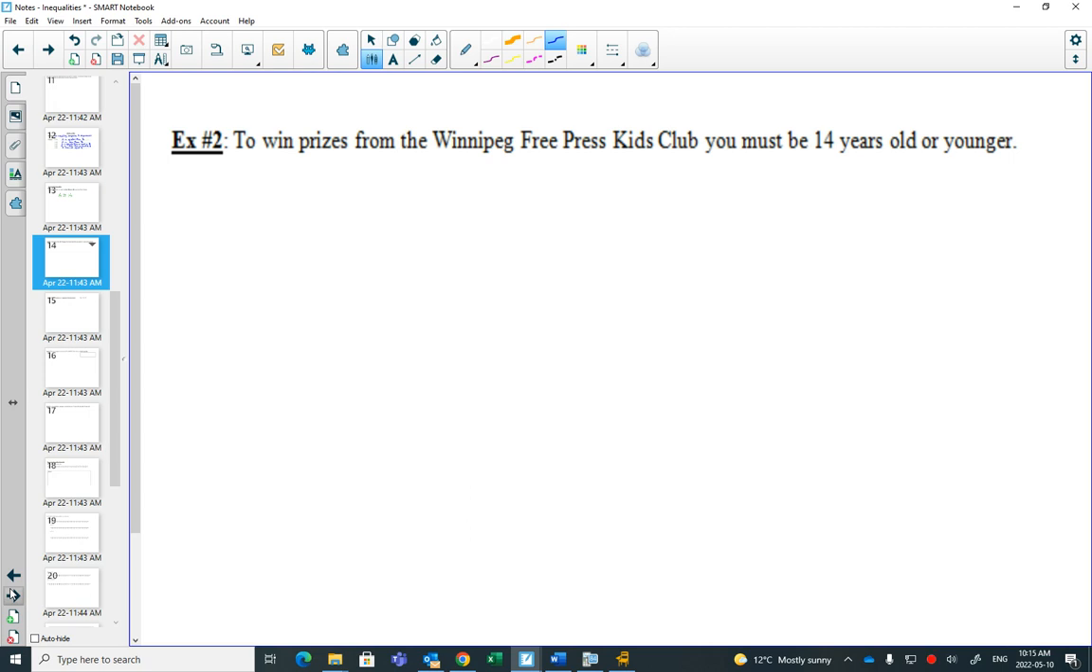So here we're going to use A for age again. And we have a 14 on this side. What symbol would be in between? Less than or equal.